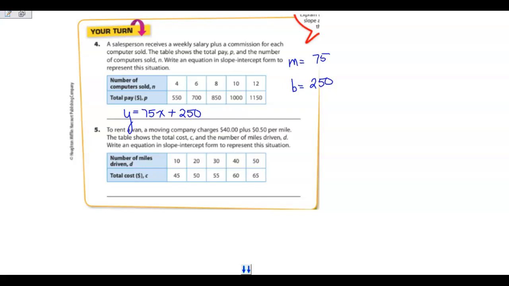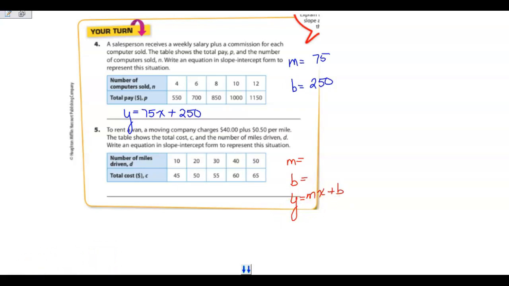Okay, look at number 5. To rent a van, a moving company charges $40 plus 50 cents per mile. The table shows the total cost C and the number of miles driven D. Write an equation in slope-intercept form to represent the situation. So again, you're going to find your slope, and then you're going to find your y-intercept, and then you're going to write your equation in slope-intercept form.